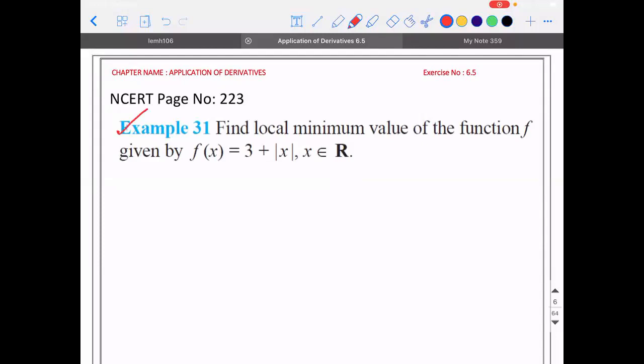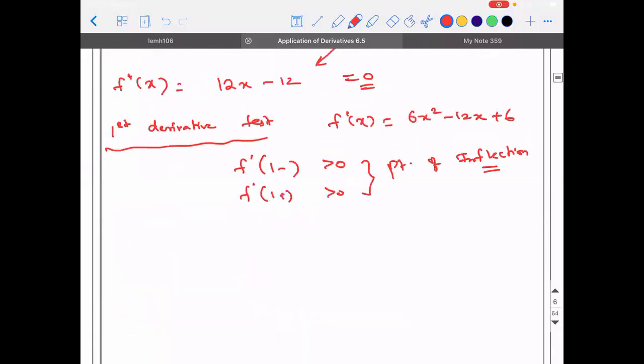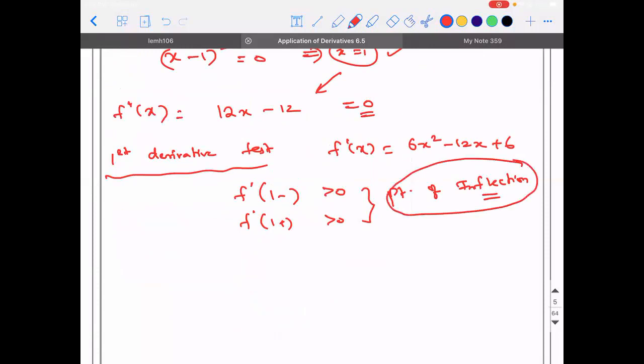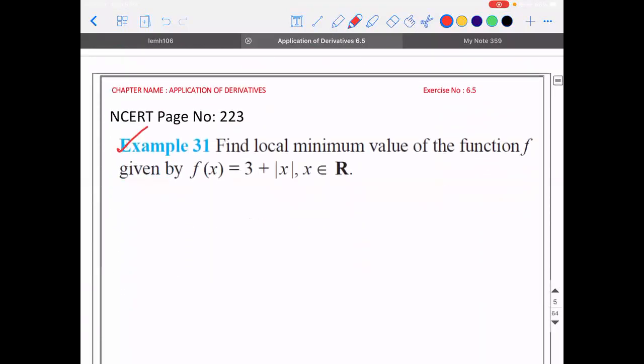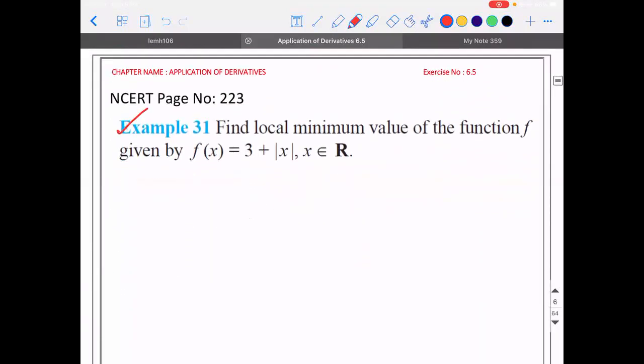Find the local minimum value of the function given by f of x is equal to 3 plus mod x. So the last question answer is point of inflection, right, sir? Yes, it is. Okay, sir. So find the local minimum value of the function f of x is equal to 3 plus mod x.